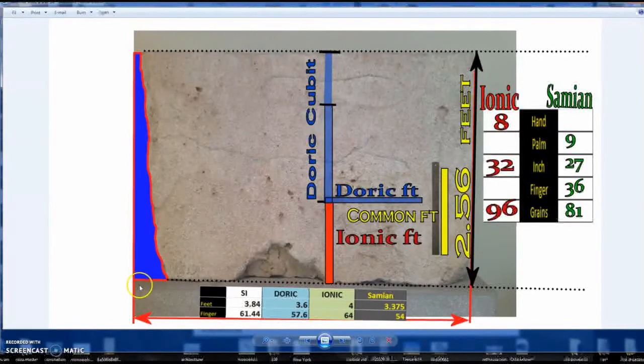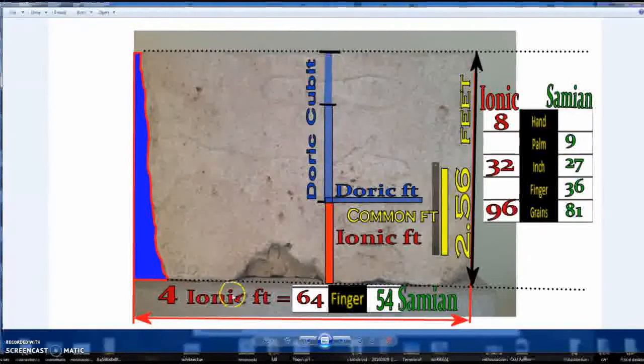So again, now we have the height, which we can be quite certain is a conversion Ionic and Samian, and therefore also the width if we were to complete this through to the axis of symmetry, because there's a man there running directly down the center line. If we extend that out, we get exactly that measurement. And so again, 4 Ionic.